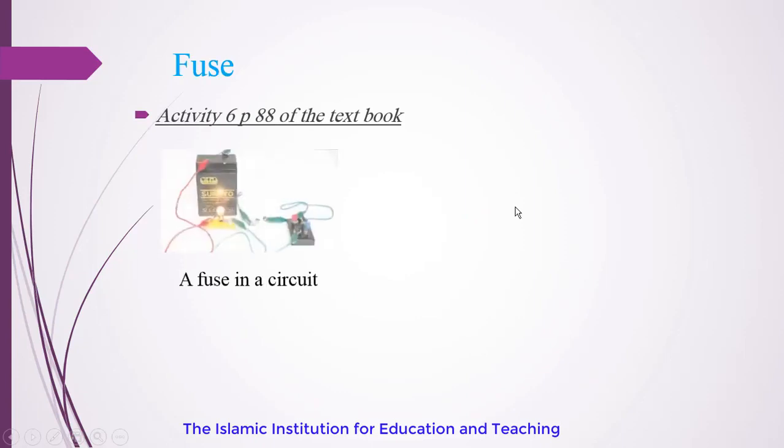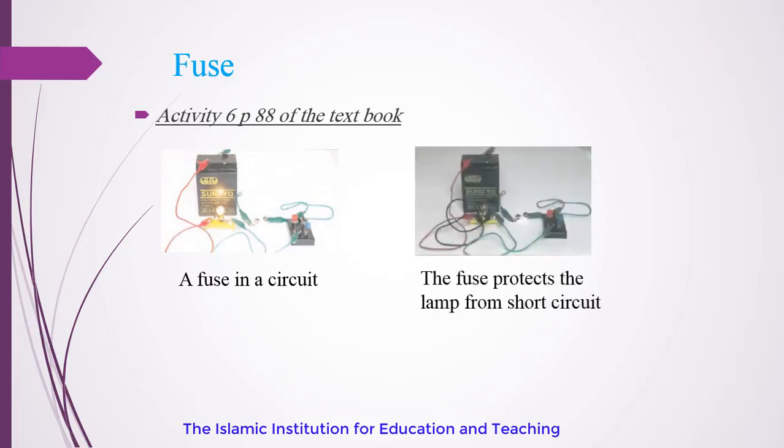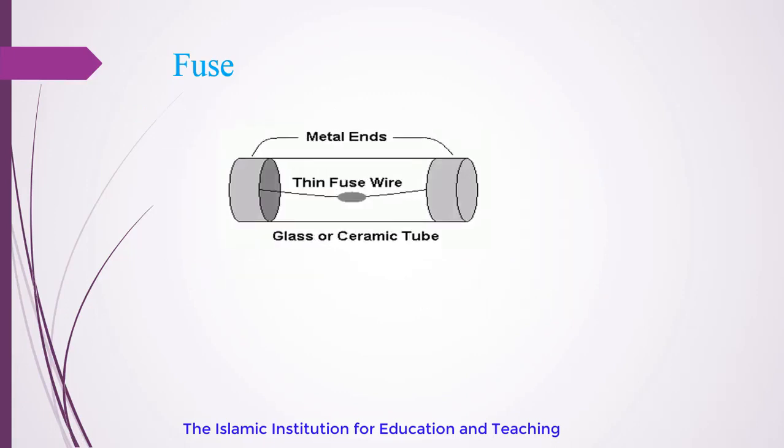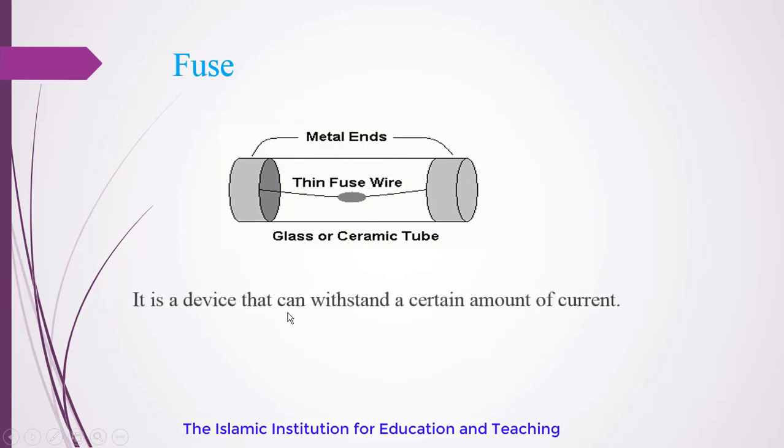In this activity, we have a fuse in a circuit. The fuse protects the lamp from short circuit. But how does the fuse work? Let's observe the parts of the fuse before we discuss how it works. The fuse has 2 metal ends and a main part inside, which is a thin fuse wire. This thin fuse wire can withstand a certain amount of current.